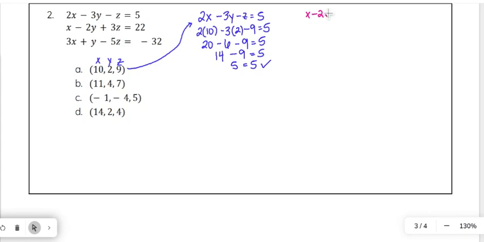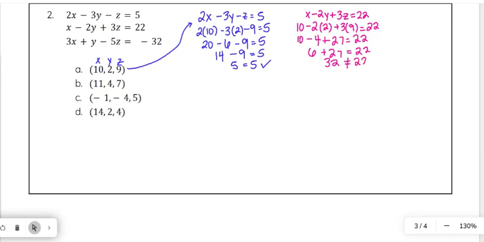So x minus 2y plus 3z equals 22. We'll start with x, which is 10, minus 2 times 2 plus 3 times z, which is 9, equals 22. So we've got 10, negative 2 times 2 is negative 4, 3 times 9 is 27, and then equals 22. So we have 10 minus 4 first, which is 6, plus 27. 6 plus 27 is 33, which does not equal 22. So A is not a correct answer on this one.